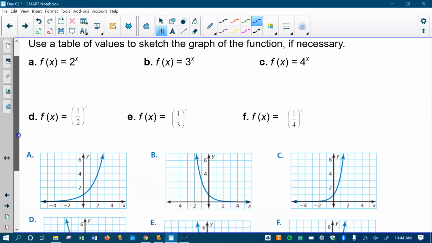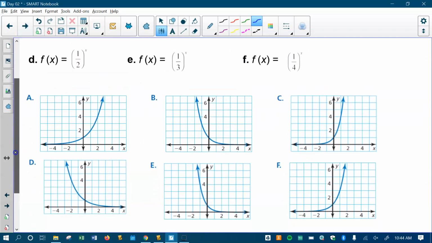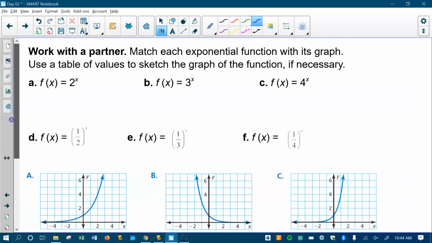So with that said, you don't necessarily have to work with a partner because you might be watching this on your own, but please pause and take a minute to see if you can find which one is which graph here. You're welcome to use a graphing calculator if you like. You're welcome to not use a graphing calculator. Just try to figure it out on your own. Go ahead, please pause and try that on your own.